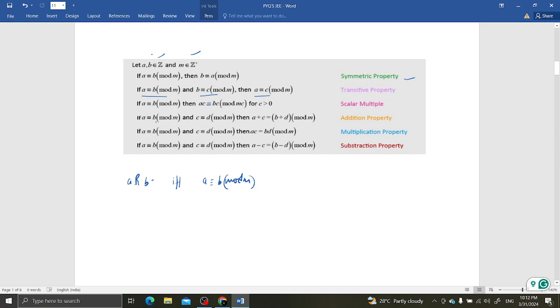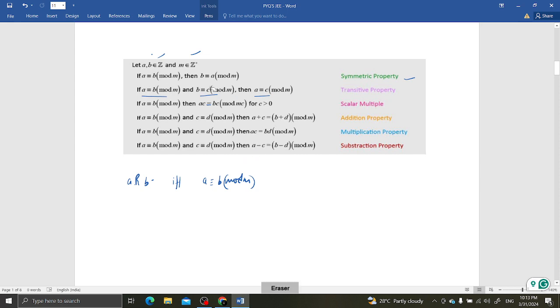And if A is congruent to B modulo M, and C is congruent to D modulo M, then A plus C is congruent to B plus D modulo M. That is the addition property. And the multiplication property is, if A is congruent to B modulo M, C is congruent to D modulo M, then AC is congruent to BD modulo M. Difference also we have, A minus C is congruent to B minus D modulo M. So these properties you need to keep in mind.